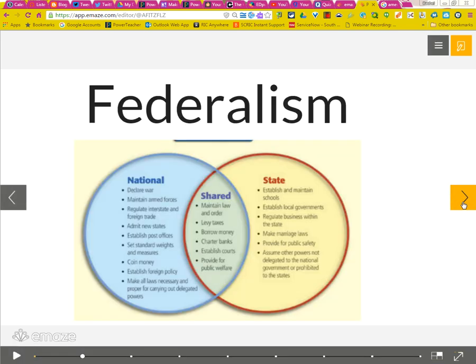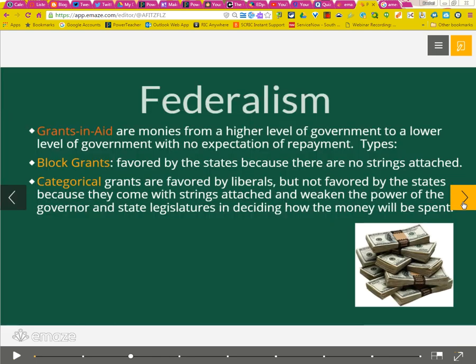Federalism is set up by the 10th Amendment, and it says that any power not delegated to the national government or denied to the states is reserved for the states. So on the left-hand side of this Venn diagram, you have your delegated powers that are given to the national government, like declaring war and maintaining the armed forces. On the right-hand side, you have the reserved powers that are given to the states, like making marriage laws or providing for public safety. And then in the middle, you have your concurrent powers, and those are your shared powers, like levying taxes and borrowing money.